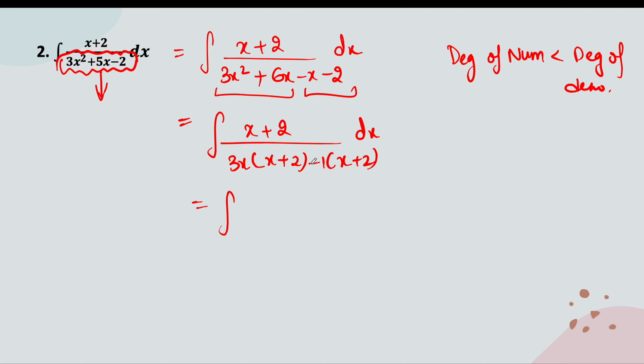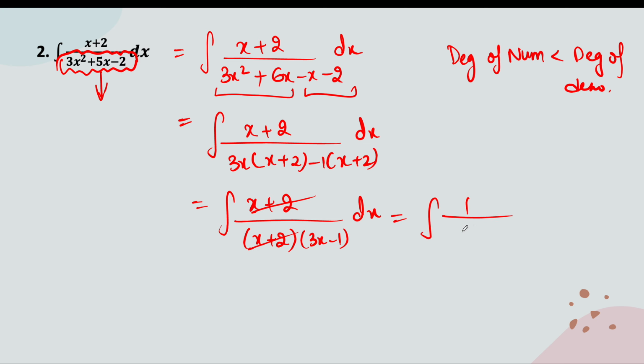Now take your x plus 2 common. Firstly the numerator as it is, upon x plus 2 into 3x minus 1 dx. Now just simplify, x plus 2 cancel. So what we are left with? We are simply left with integral of 1 over 3x minus 1 dx.